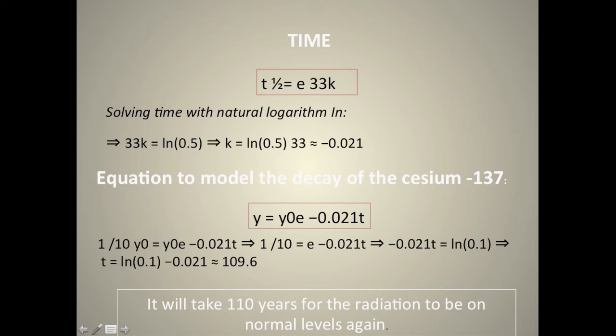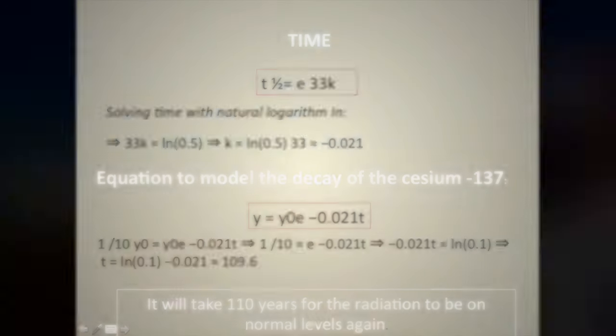We solved with the exponential, clearing and solving for time with the natural logarithm. This is the equation to model the decay of the cesium-137. y0 is the material we start with, which is 10 times the normal level. We solve with the natural logarithm, doing basic algebra and solving. Now we know it will take 110 years for the radiation to be at a normal level again.